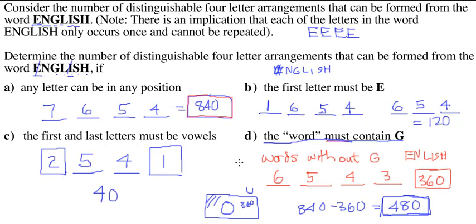So, 840 total words, 360 with no G. If you take away all the words that don't have a G, what you're left with is all the words which do. They do contain the G.